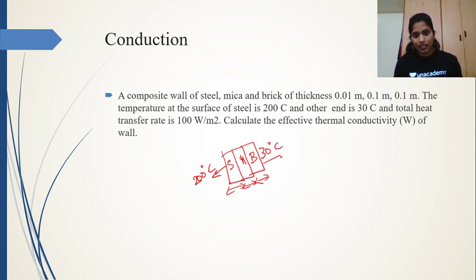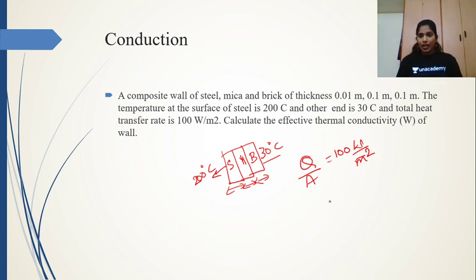So let us suppose that at the outer temperature, meaning the outside surface of the brick wall, the temperature is 30 degrees centigrade, and the total heat transfer rate is 100 watts per meter square, meaning Q by A is equal to 100, right? 100 watts per meter square. And he is asking to calculate the effective thermal conductivity.